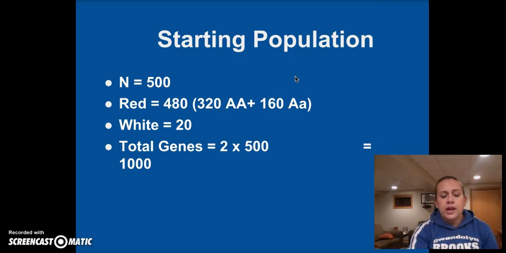So if we're starting with a population of 500 plants, we want to look at genes first. So we're looking at alleles. If we've got 500 plants, we know that 480 of them have the genes for red. And we know that because 320 of them are homozygous dominant for red and 160 are heterozygous for red.